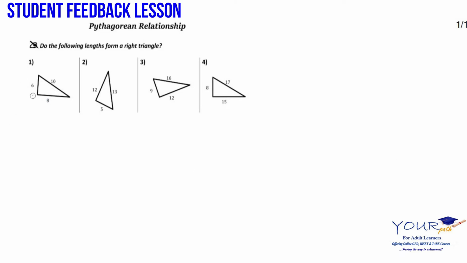For number one, our hypotenuse is going to be 10. The hypotenuse is always the longest length of the triangle. It is opposite the square box inside of the triangle. So we have a squared plus b squared equals c squared. Now, in order for any of these to be a right triangle, it has to be true that a squared plus b squared equals c squared, okay?